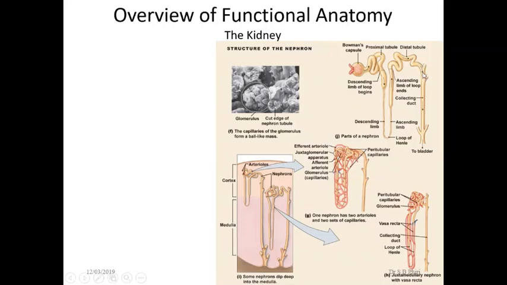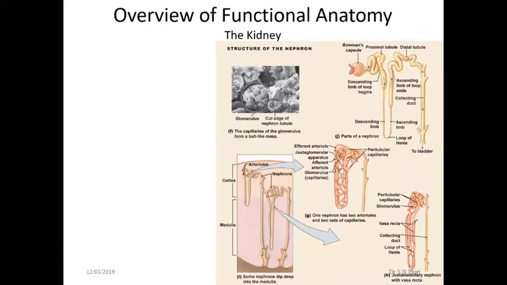And the collecting tubules will connect to form the collecting ducts. The collecting ducts are the ones that are opening into the renal papillae, that are projecting into the minor calyces, then to the major calyces, to the renal pelvis, then all the way via the ureter to the urinary bladder. Okay, so this is more of anatomy.